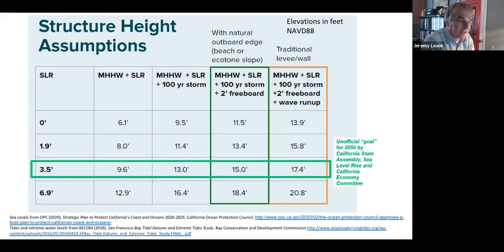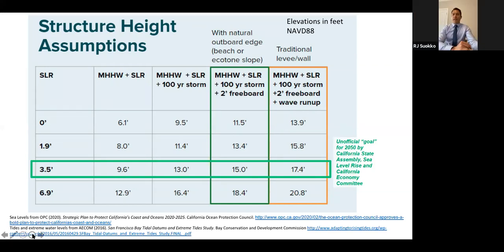Sorry, about 6 feet. Sea level rise of 3 feet. Storm surges are about 3 feet. Waves are about 2 feet. Freeboard is about 2 feet. So you can start adding up these pieces to say how high the wall needs to be, or the crest of the elevation needs to be, to stop the water coming in. That's basically what we're doing.